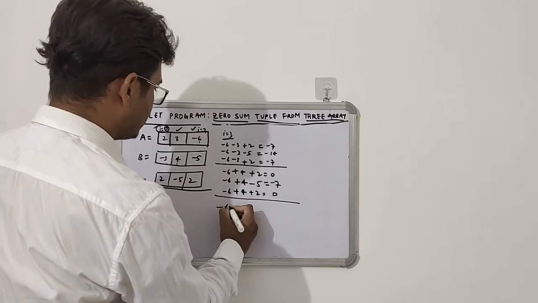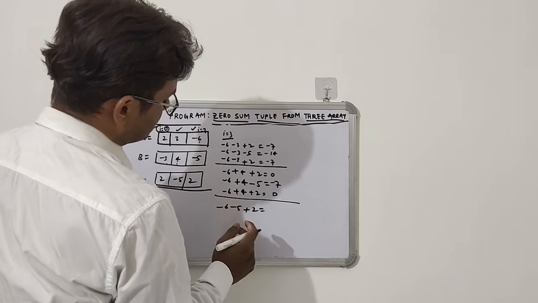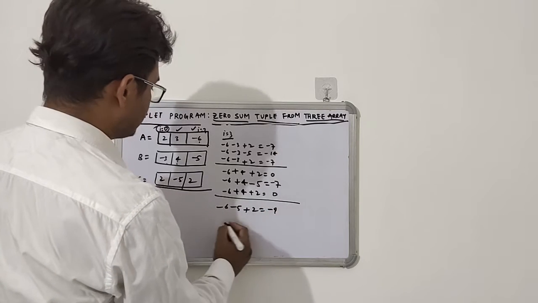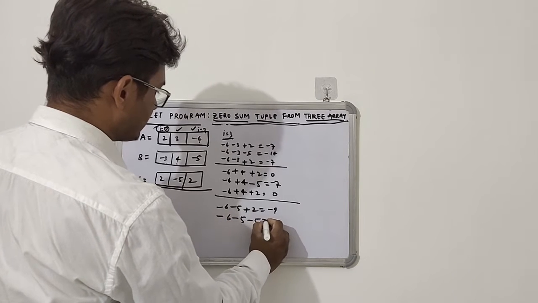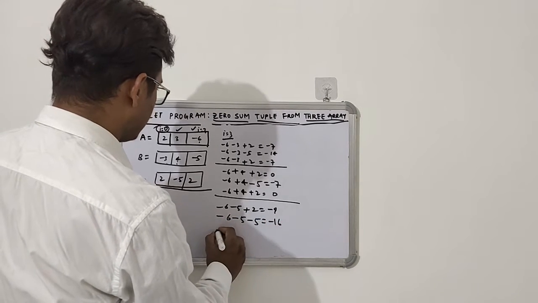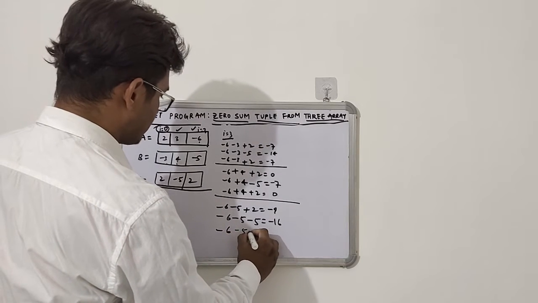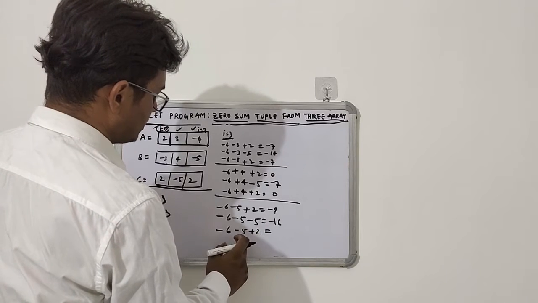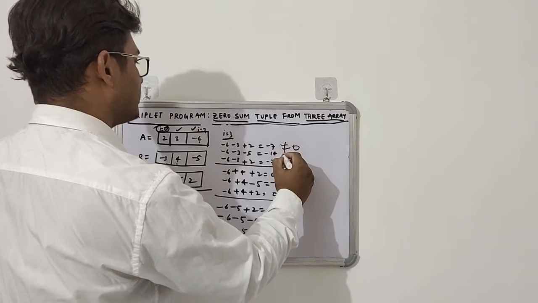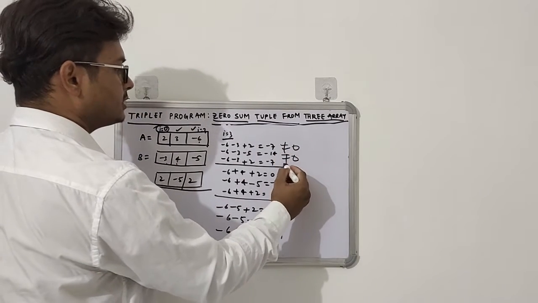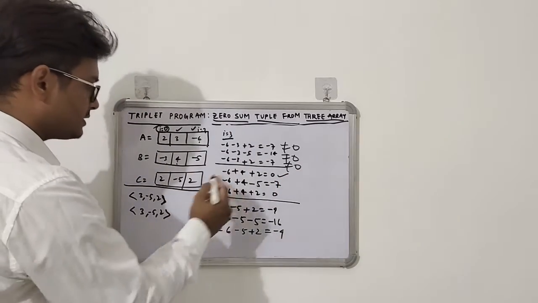Over. Now minus 6 minus 5 plus 2, this will be minus 11 plus 2, minus 9, and now we will take minus 6 minus 5 minus 5, this will be minus 16, and now we will next take minus 6 minus 5 plus 2, this will be minus 9. We can see this is not equal to 0, this is also not equal to 0, this is also not equal to 0, but this is 0, so we will include this tuple in our answer.